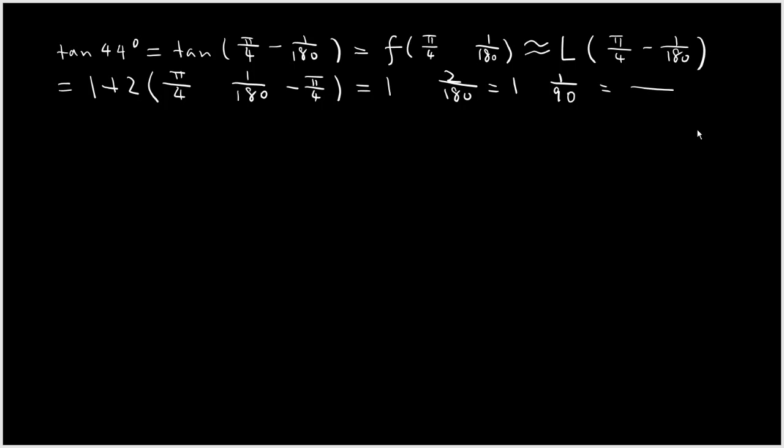And then all you need is to change all the signs to minus signs. Okay, tan 44 degrees is tan of pi over 4 minus 1 over 180. It's the value of the function at pi over 4 minus 1 over 180. It can be approximated by the linear function at pi over 4 minus 1 over 180. Now you use the linear function: pi over 4 minus 1 over 180 minus pi over 4. Then you have 1 minus 2 over 180, which is 1 minus 1 over 90. This number is 89 over 90.